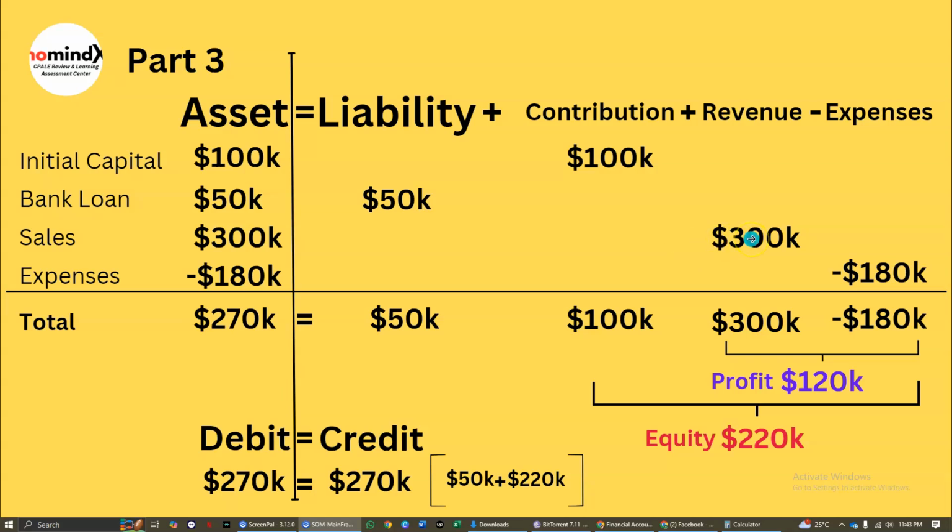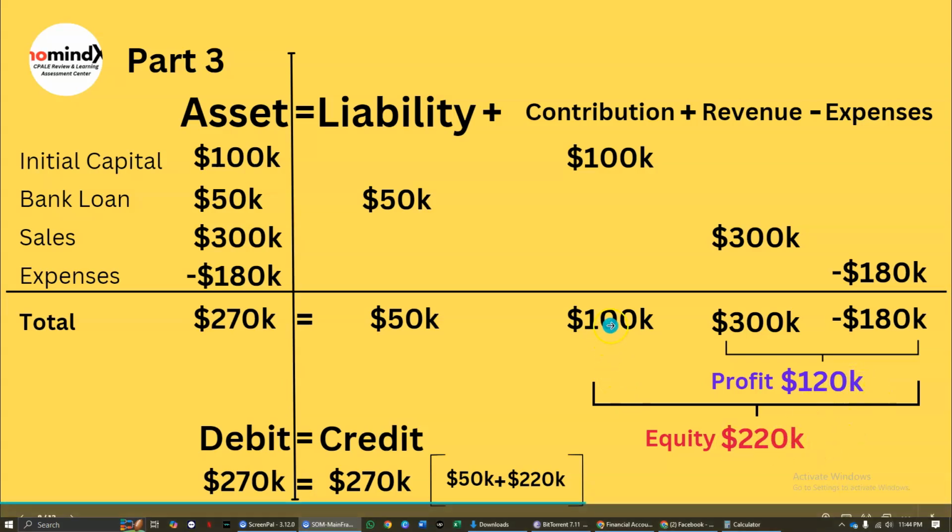Then we have revenue here. We put that here, the 300,000. And expenses, as a decrease in our asset, will be put here under the expenses. So here, the total asset is 270,000. Our profit in here, 300 minus 180, we have 120,000. So we add that to the equity of 100, and we have now 220,000 as our total equity.